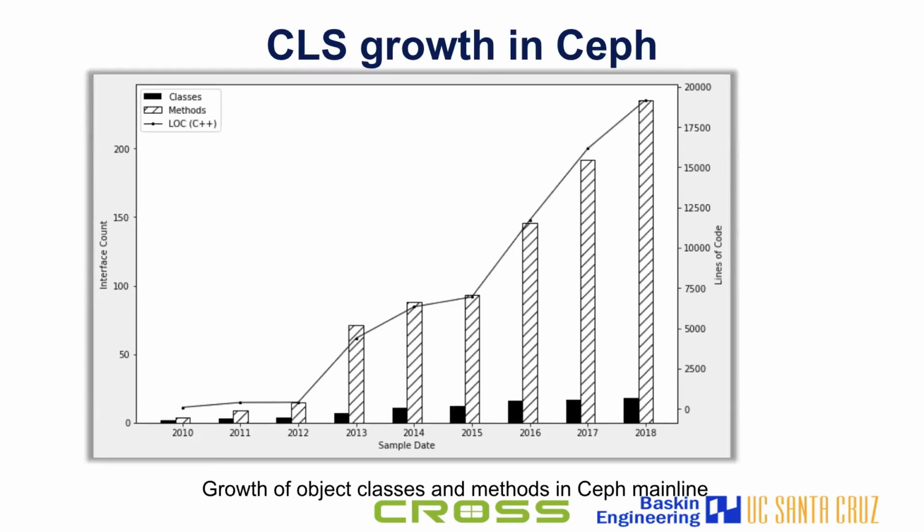This simply shows people are actually writing new classes and methods. This is the count of classes and methods over time on the x-axis, with the count on the y-axis, just to show that people are doing things they want to do with this capability.